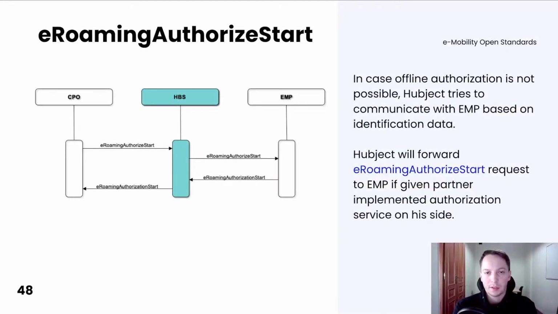In case offline authorization is not possible, Hubject will try to communicate with the EMP directly. The ev-cpo ID, present in identification data, will be used for identifying the involved EMP. If Hubject finds the EMP, then it will forward the request to him. Of course, with some conditions. The given EMP must implement the authorization service for online EMP. The response must contain provider ID and also may contain a list of identification data that can be used for stopping a charging session. For example, it can be a QR code or RFID card.